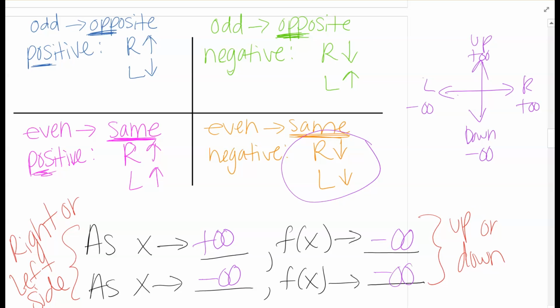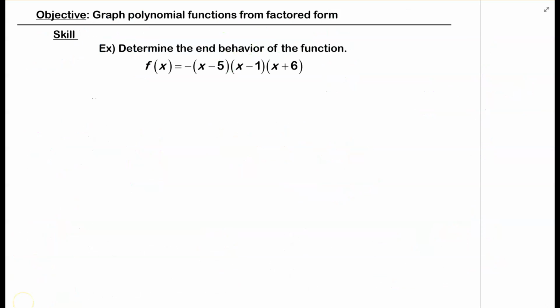We have to look at an example next. Alright, so let's look at our first example. We're going to determine the end behavior of the function. So in order to do this, first we need to determine what the degree of the function is. So my degree, I'm looking at x to the what power.